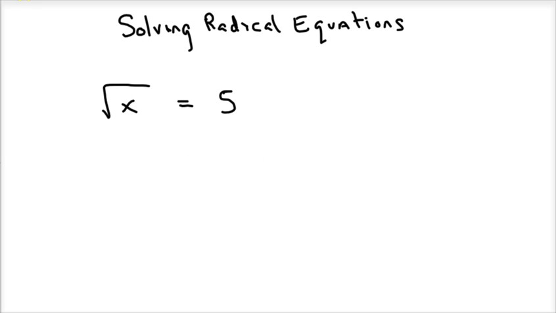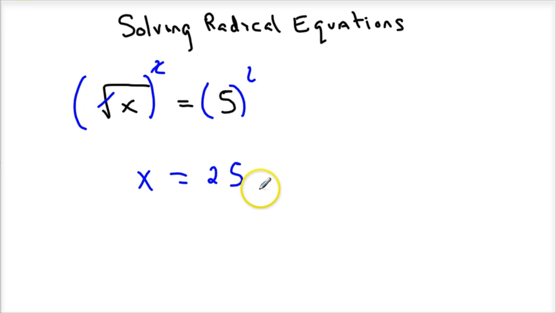All right, solving radical equations. So we did one similar to this. Square root of x equals 5. What's my step on this one? I want x by itself. You have to square both sides. x equals 25. Square and square root, see you later.